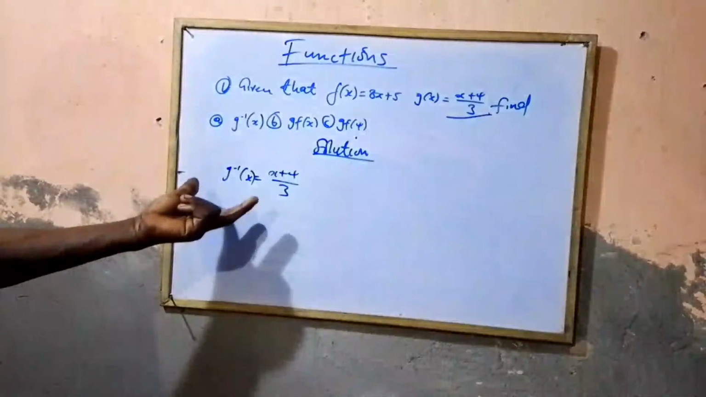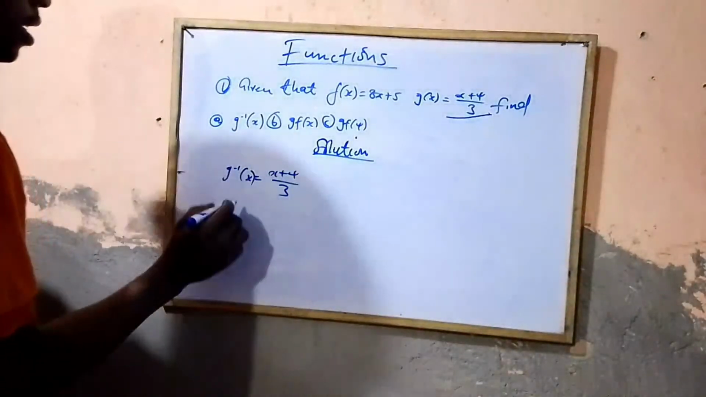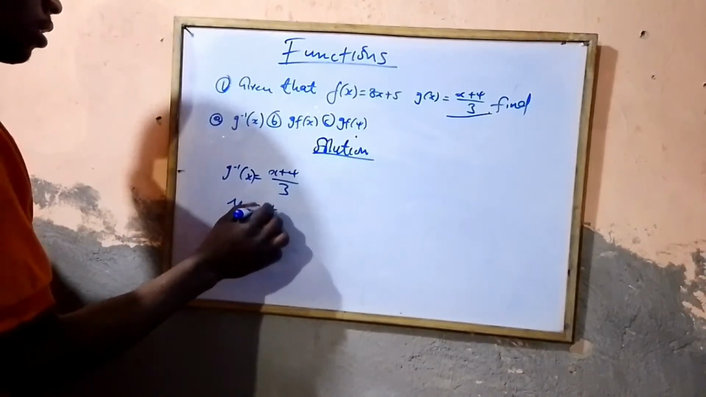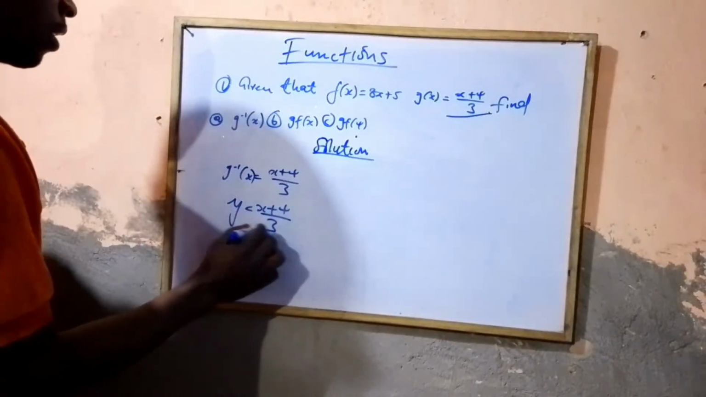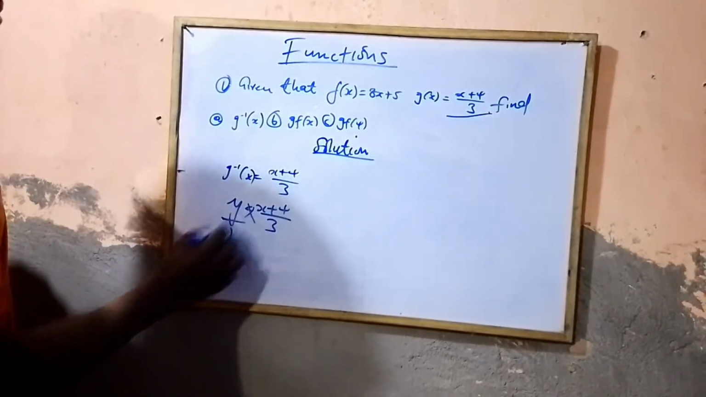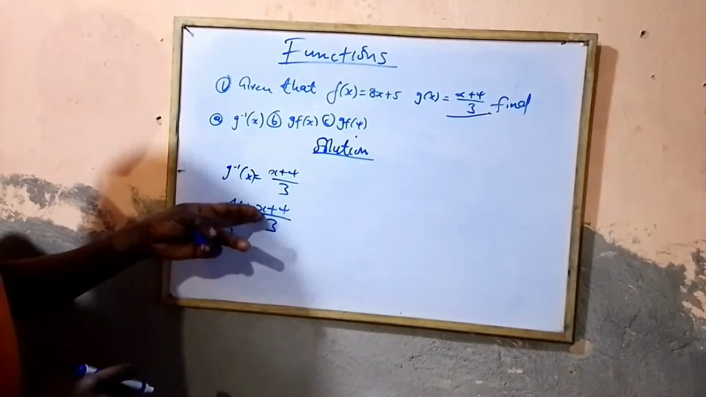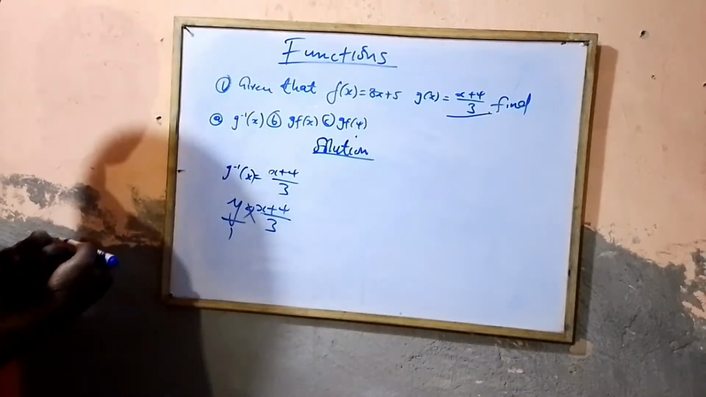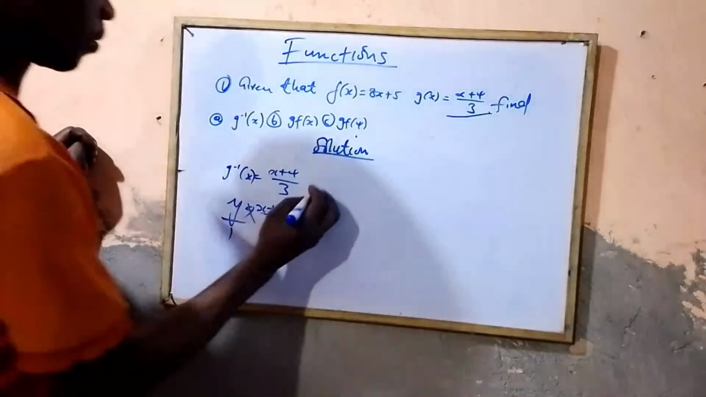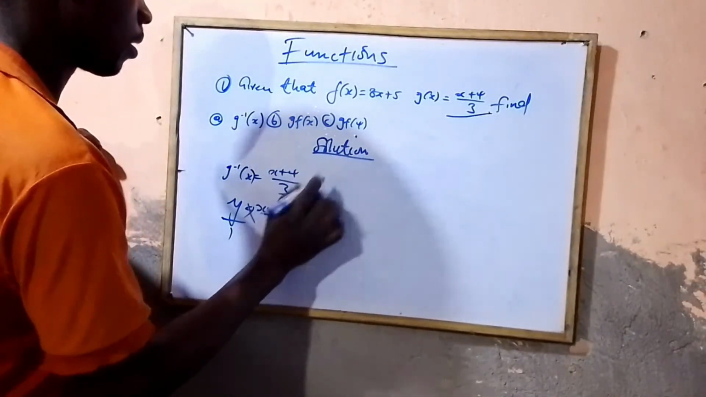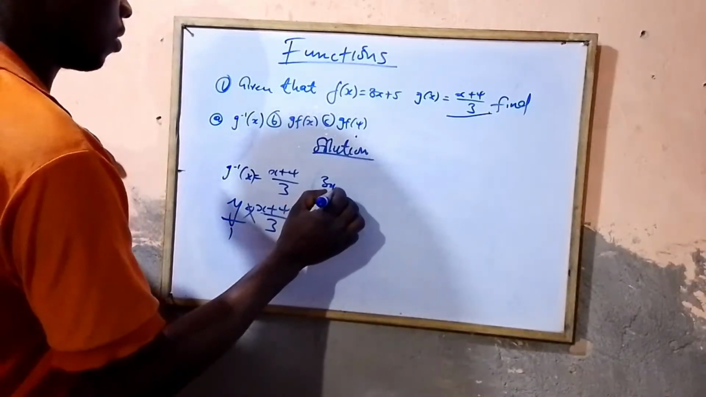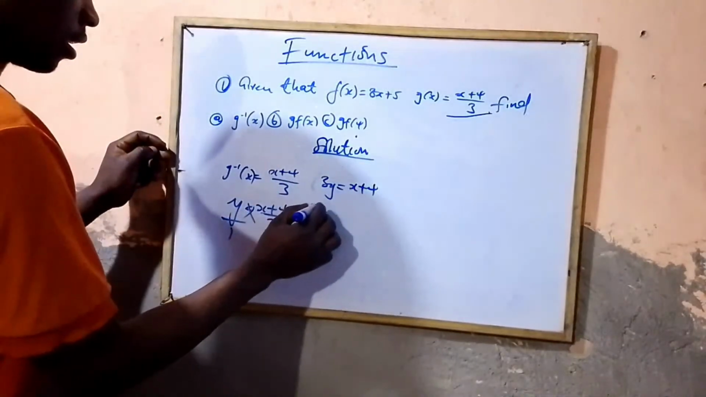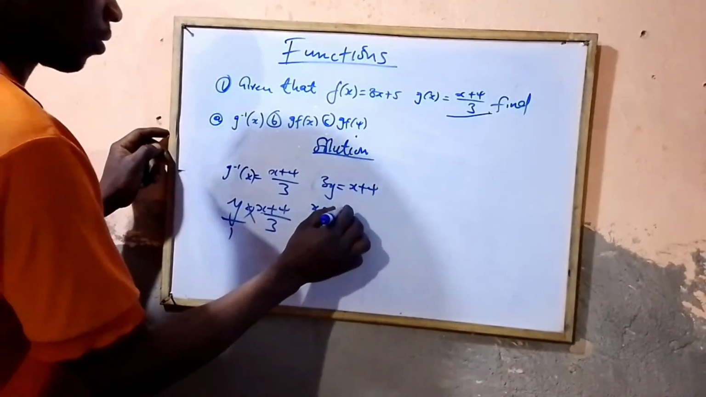So what you have to do, you have to make the equation in this form, which is y equals (x plus 4) over 3. Then now you cross multiply. You make x the subject of the formula. By making x the subject of the formula, you must cross multiply first. So y times 3, you're going to have 3y here, which should be equal to x plus 4. So let's say x plus 4 equals 3y.